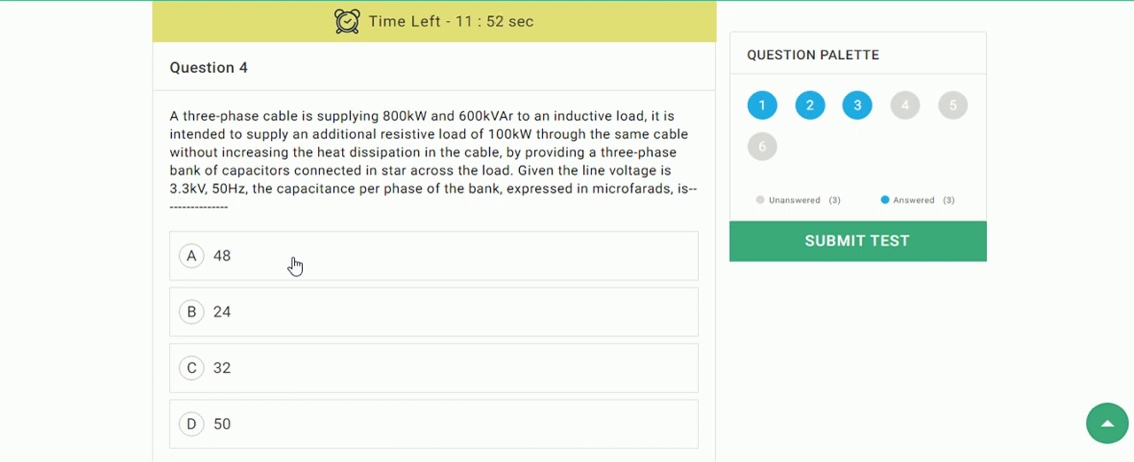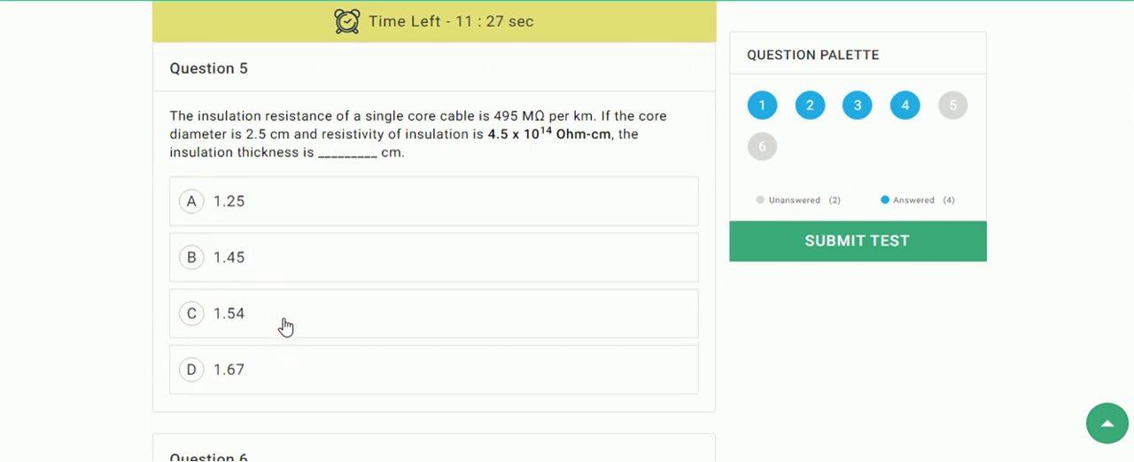Now another question. The three-phase cable is supplying 800 kilowatts, 600 kVA inductive load. It is intended to supply an additional resistive load of 100 kilowatts through the same cable without increasing heat dissipation in the cable, by providing a three-phase capacitor bank connected in star across the load. Given the line voltage 3.3 kilovolts, 50 Hz, the capacitor per phase of the bank expressed in microfarad is, putting it randomly.